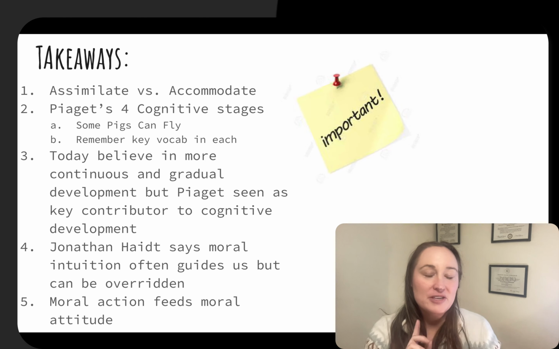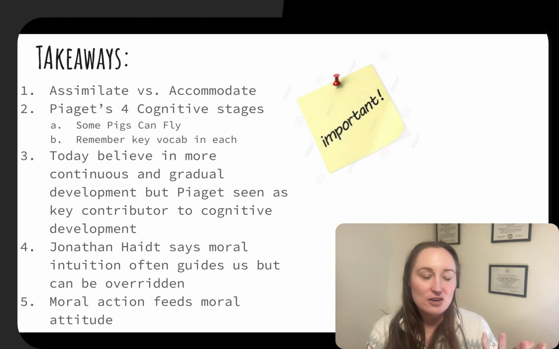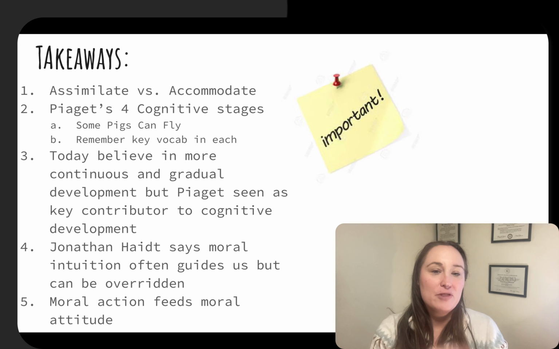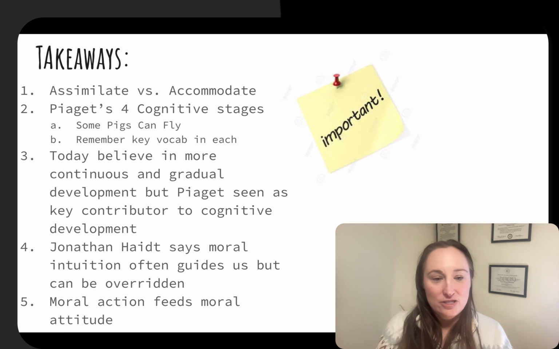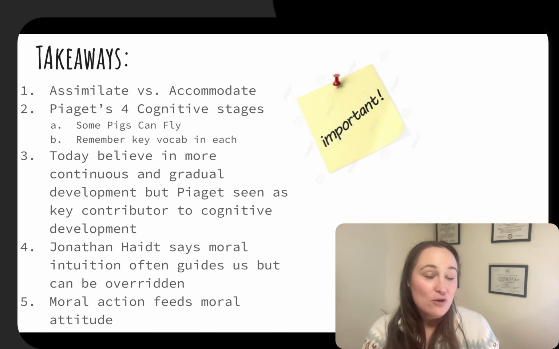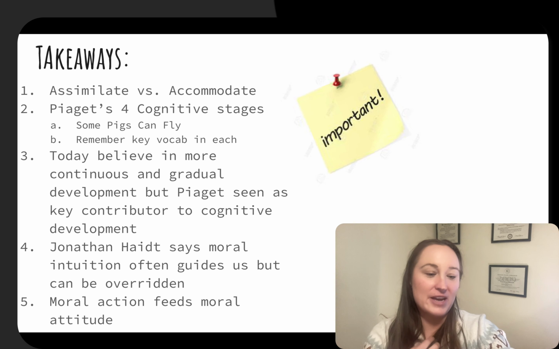So takeaways: remember the difference between assimilate and accommodate, and the 4 stages. Some pigs can fly is our mnemonic. Remember that moral action helps build moral attitudes and that we can override that automatic gut instinct, that moral intuitive thinking, with rational thought, but it is our gut automatic instinct.